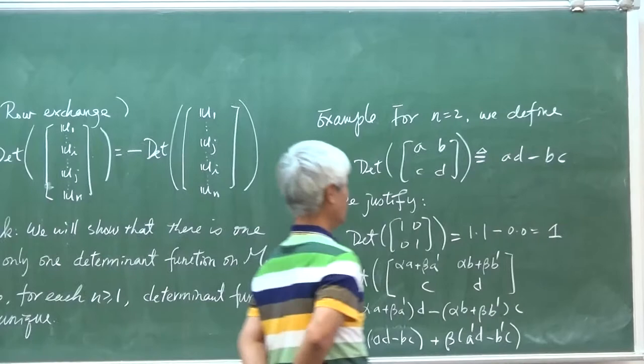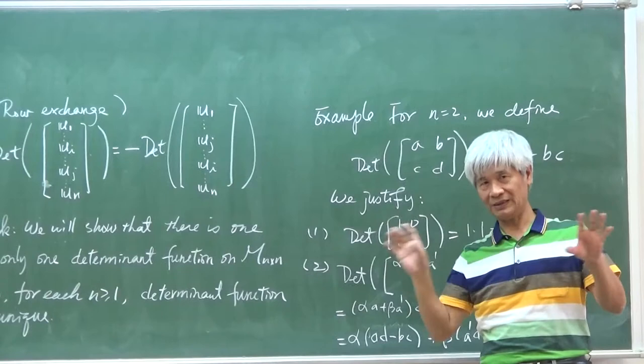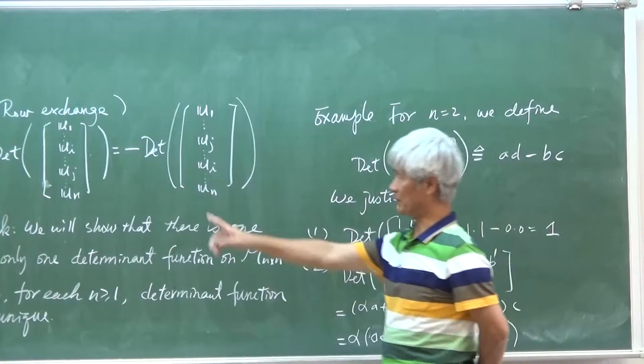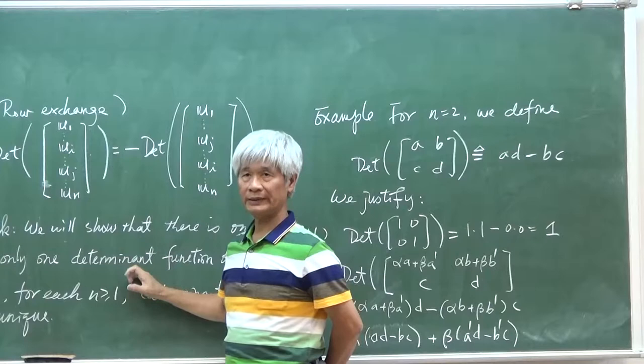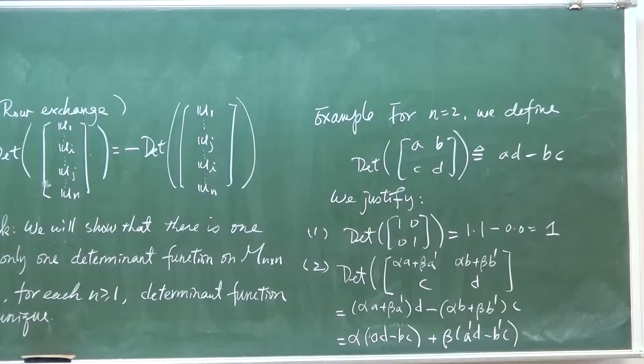I know you know the formula for 3 by 3 matrices, right? You know how to expand it. I encourage you to check it at home, but it's more complicated, so I will not do it here. Now before I can prove that there's one and only one determinant function, I will put some consequences of any determinant function, starting from 1 to 3. Right, so I will erase the definition.